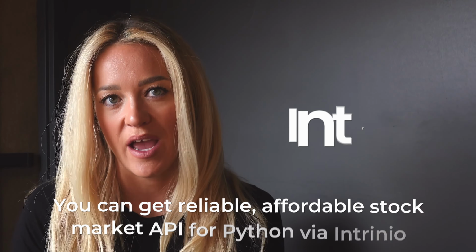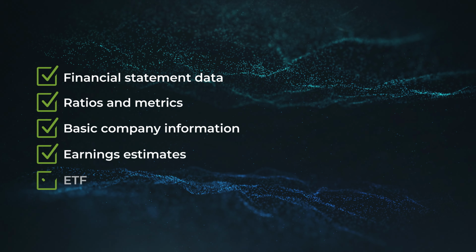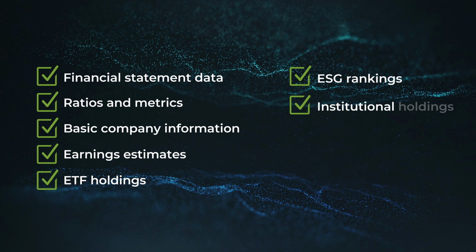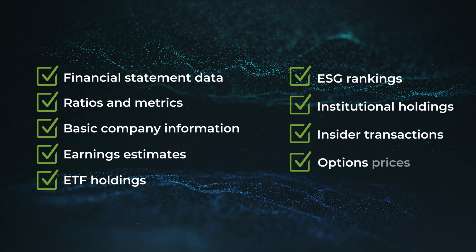Interneo offers a super affordable starter plan with stock data for just $100 a month. It comes with full access to our API, documentation, SDKs, tutorials, and support. Using the Interneo API and Python SDK, you can copy and paste just 17 lines of code to get an entire year's worth of daily stock prices for a given ticker. If you're branching out from Python, we also offer SDKs in R, JavaScript, Ruby, C#, and Java. In addition to stock prices, you can use the Interneo API for Python to pull financial statement data, ratios and metrics, basic company information, earnings estimates, ETF holdings, ESG rankings, institutional holdings, insider transactions, options prices, and more.